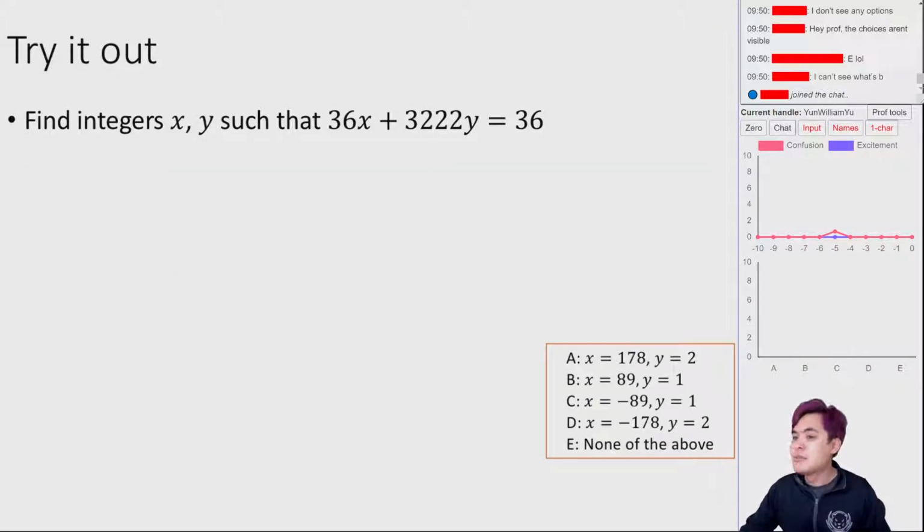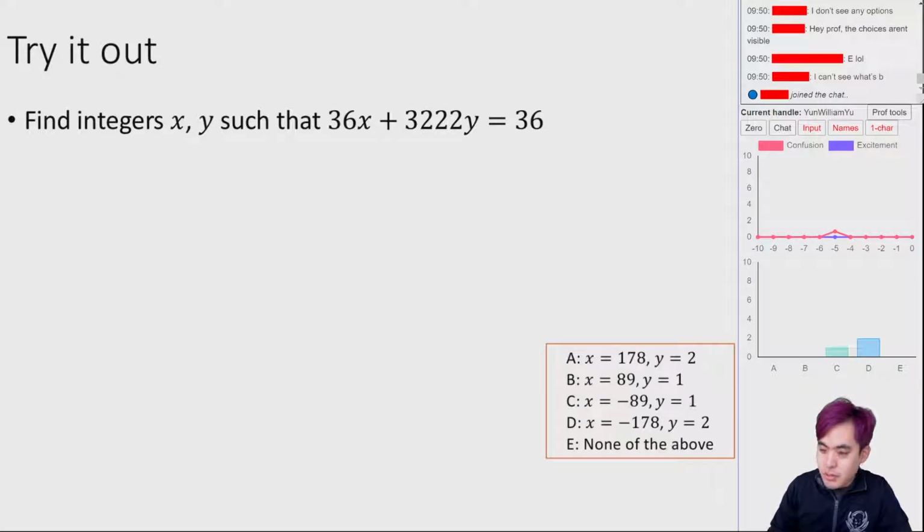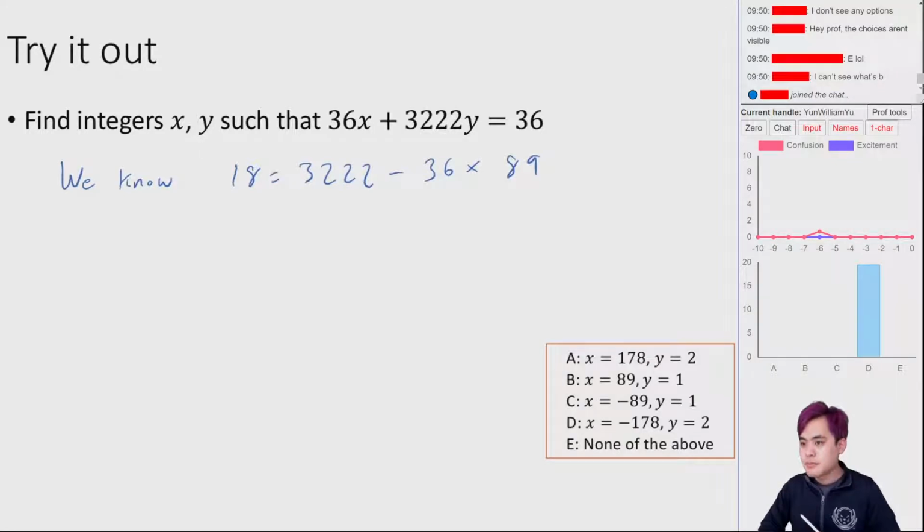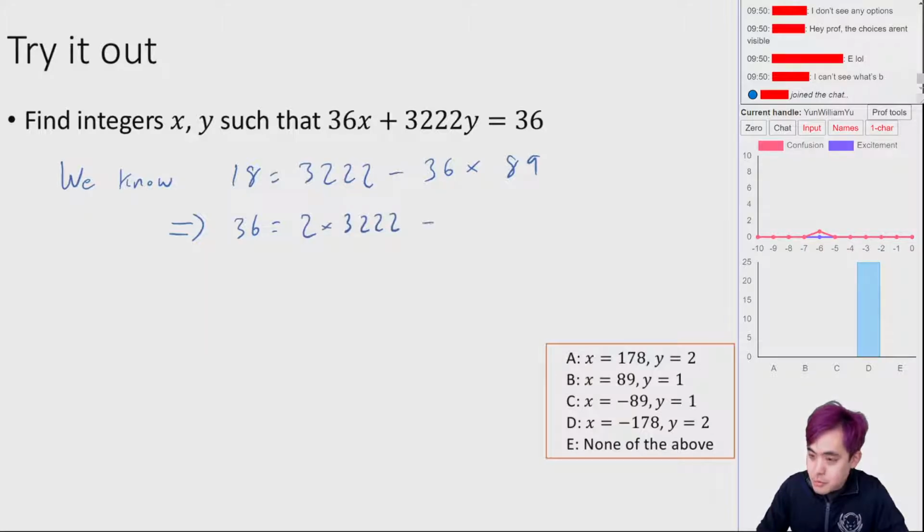What about 36? If you know how to make 18, can you make 36? Okay, so we're starting to get replies trickling in. So let's remind you all of what we know. We know that 18 is equal to 3,222 minus 36 times 89. And this implies that 36 is equal to 2 times 3,222 minus 36 times 178.